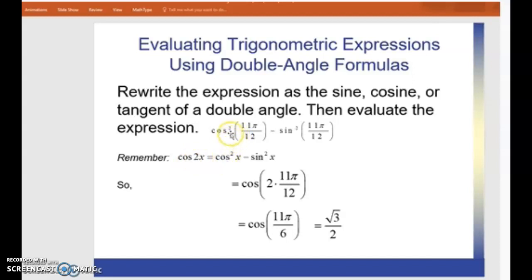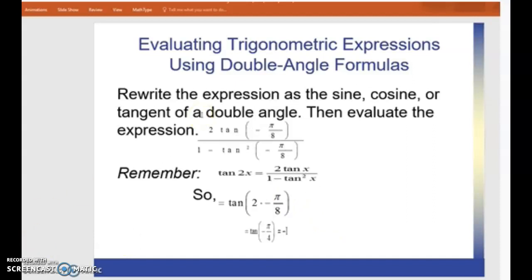So our formula tells us that this is equal to the cosine of 2 times the angle. Our angle is 11/12 pi, and that has to be multiplied by 2. After multiplying and simplifying the fraction, you get 11 pi over 6. Of course, we have to take the cosine of that, and the cosine of this angle is the square root of 3 over 2.